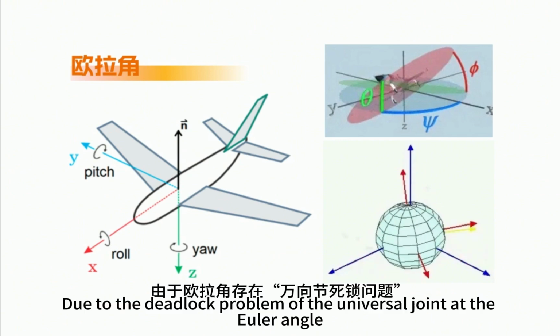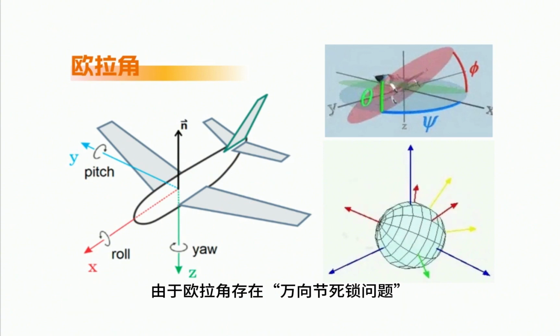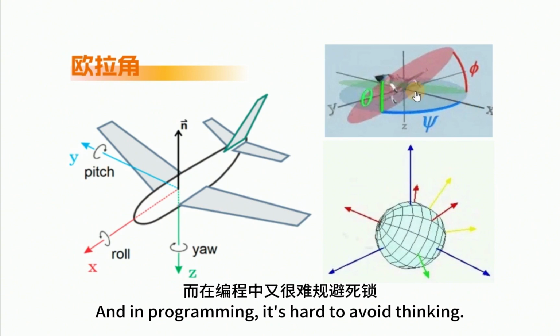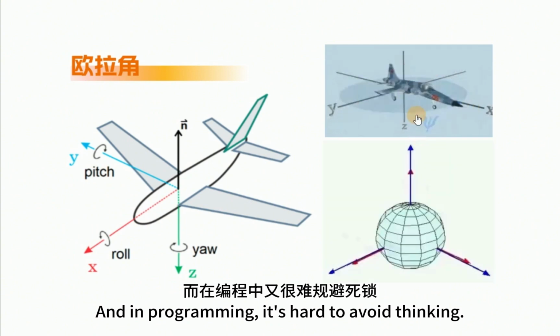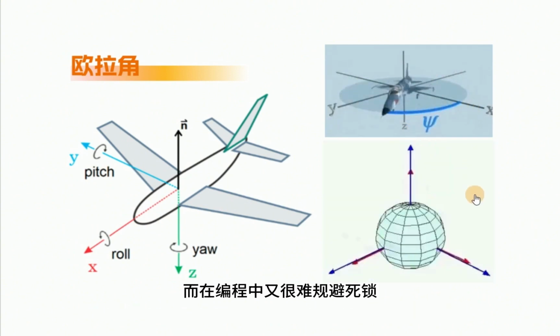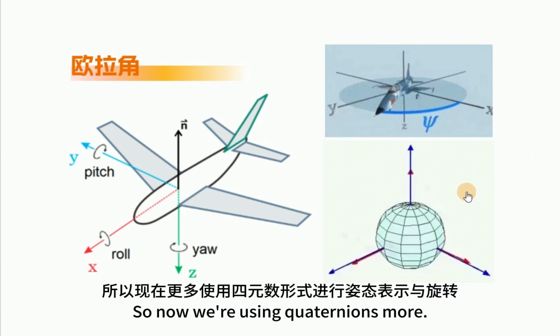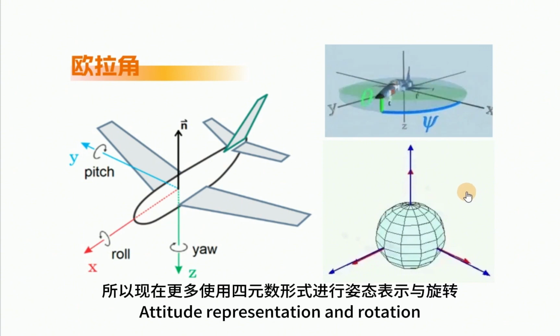But due to the gimbal lock problem of Euler angles, which is hard to avoid in programming, we now use quaternions more to represent attitude and rotation.